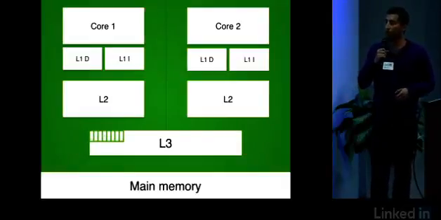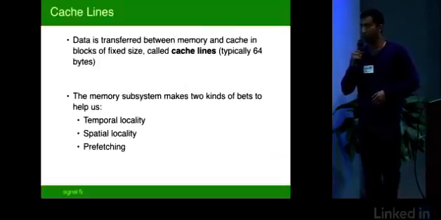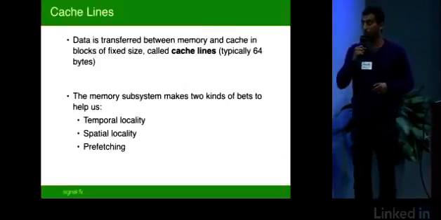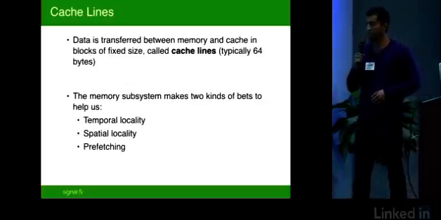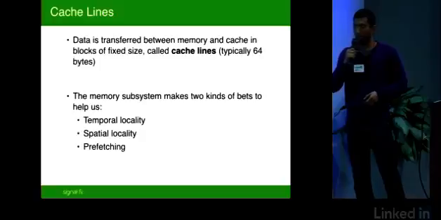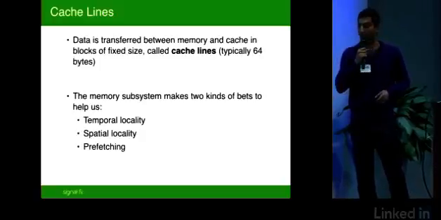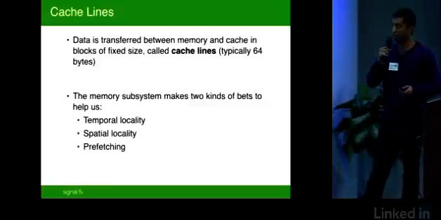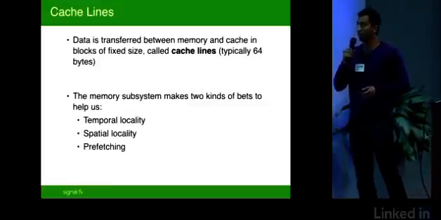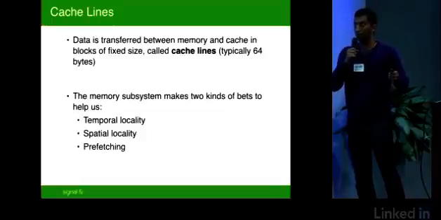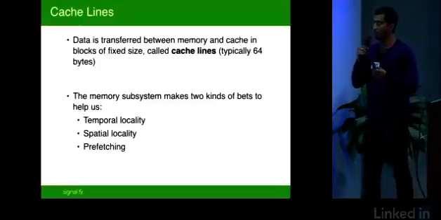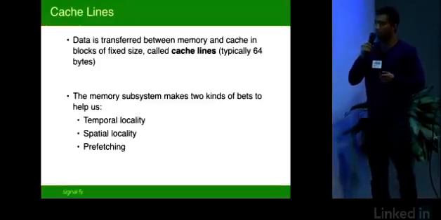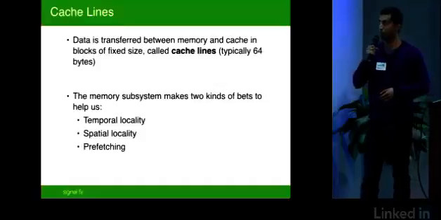Okay, so that seems like a complicated system. So the memory subsystem makes, well, not 2, 3 kinds of bets to really help us. Temporal locality just says that if you've used a piece of data, you're very likely to use it again in the near future. So this is very much like the LRU cache principle. Spatial locality says that if you've used a piece of data, you're very likely to use something close to it in memory. So the fact that cache lines are 64 bytes is already an example of spatial locality. And then there's prefetching, which you can probably merge in with spatial locality.